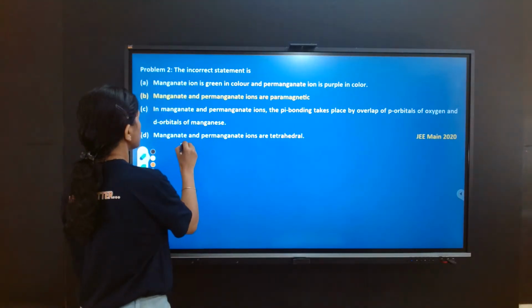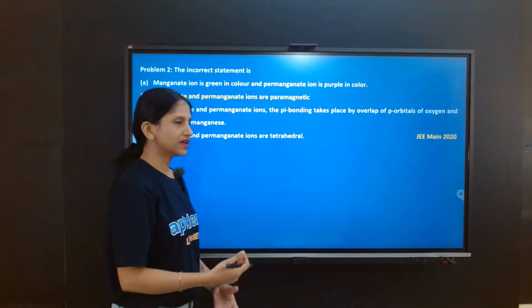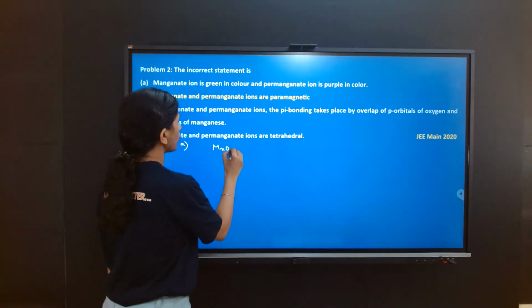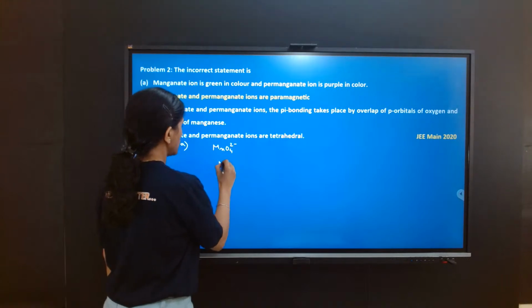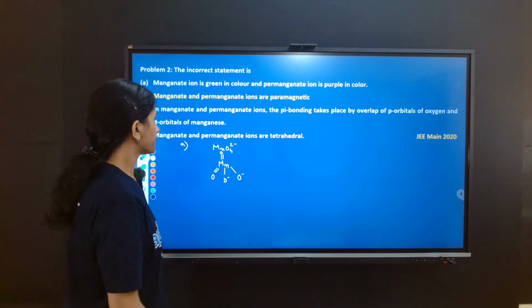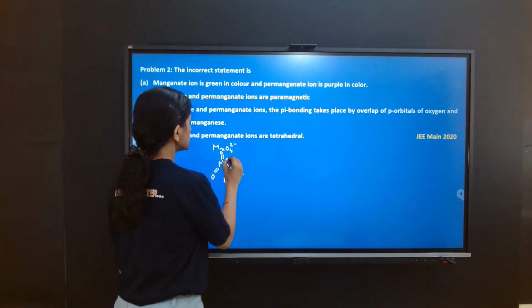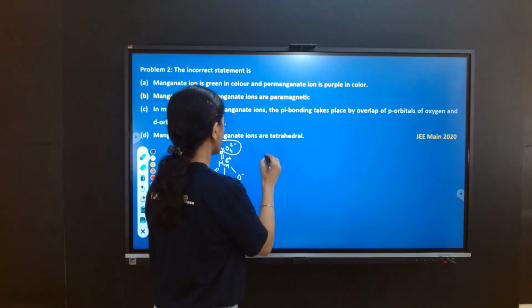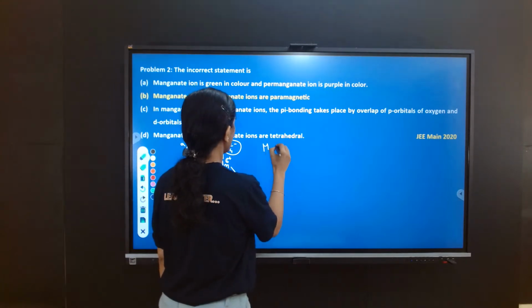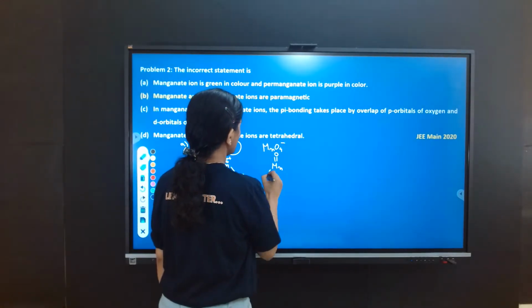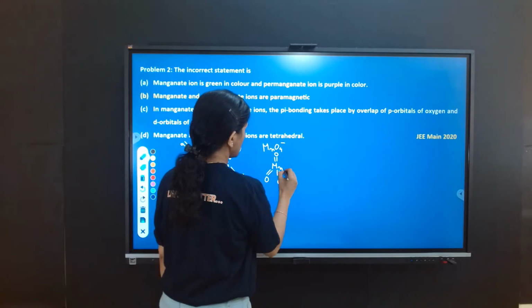So if you consider statement A, before I start, let's just draw the structures. Manganate is MnO4 2-. So the structure of manganate would be like this. Here the oxidation state of manganese is 6. This is our manganate ion. Now let's draw the permanganate ion, that is MnO4-. So the structure would be like this.